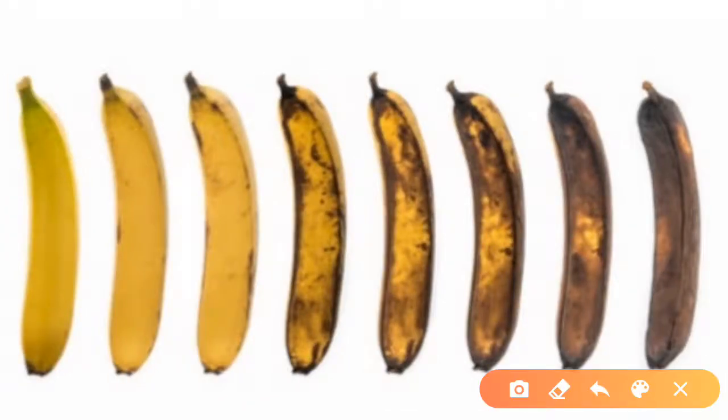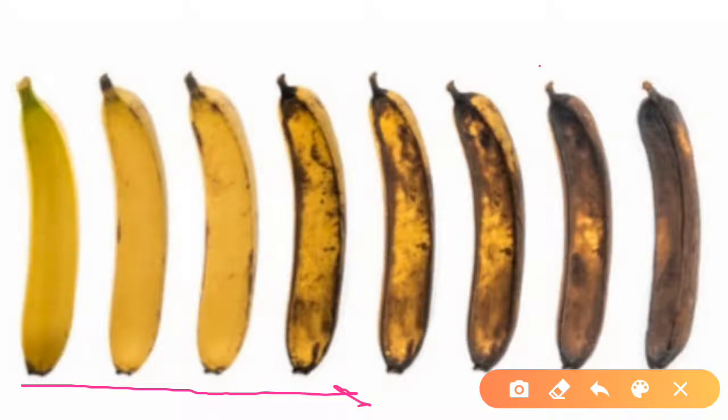So let me see some examples for the sake of understanding. Let us take the first example: ripening of banana, or otherwise ripening of fruits, any fruit. Ripening of banana is a chemical change.